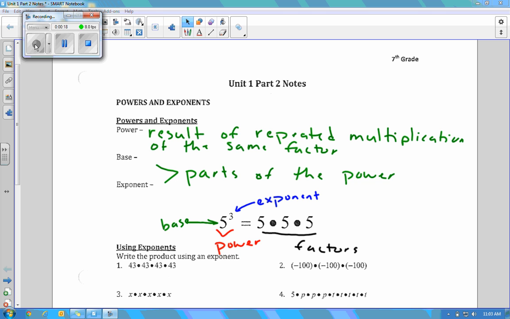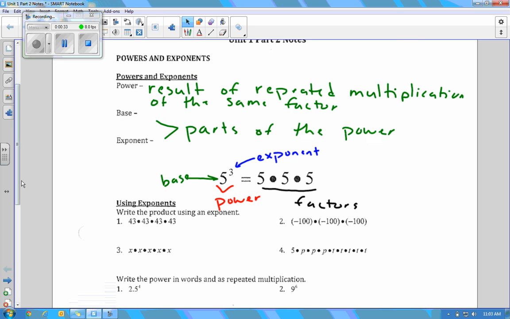First off, powers. A power is the result of repeated multiplication of the same factor. So multiplying the same thing over and over and over is the power. Base and exponent are the two parts of a power, which we'll talk about here in a second. So, if you look down a little bit, you see we have 5 to the third power equals 5 times 5 times 5. So let's look at the different parts.